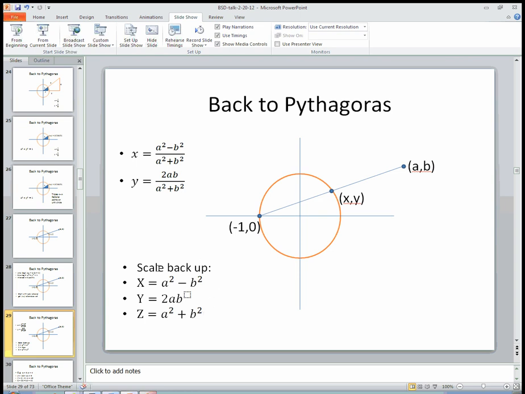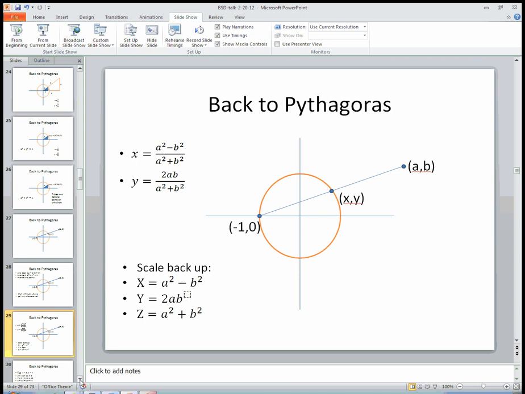A really easy piece of algebra to check, if you like algebra, you don't have to check it, is just to check that indeed x squared plus y squared equals z squared. I really love this because we were trying to find things whose squares have a relationship to each other, and the weird thing is we build them out of squares of other numbers.